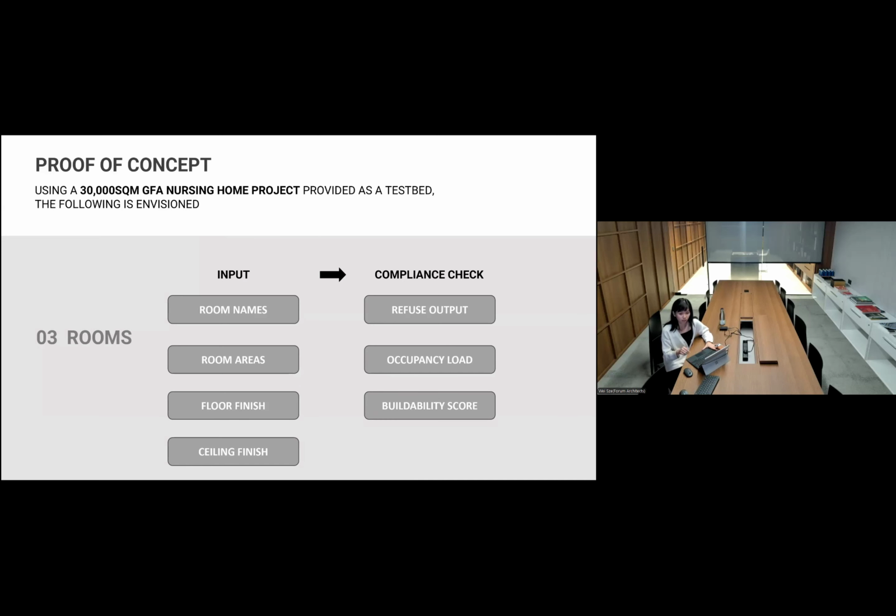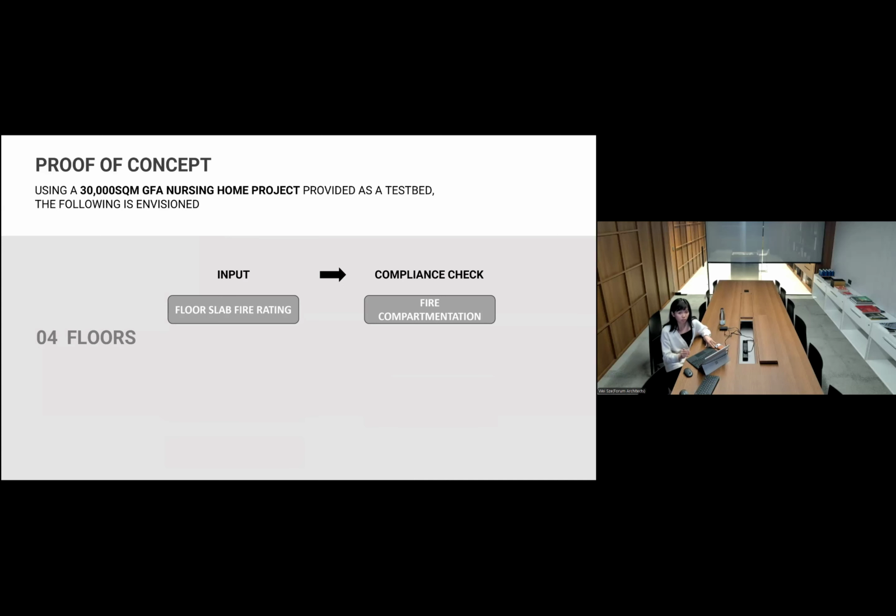For rooms, we will input room name, area, floor finish, ceiling finish, which should check refuse output, occupancy load, and buildability score. For floors, we will input floor slab fire rating and it should check fire compartmentation. For ceiling, we will input ceiling fire rating and it should check fire compartmentation. For windows, we will input window size and it should check the unprotected opening and buildability score. The sanitary facilities should check the number of sanitary facilities in compliance with authority requirements.